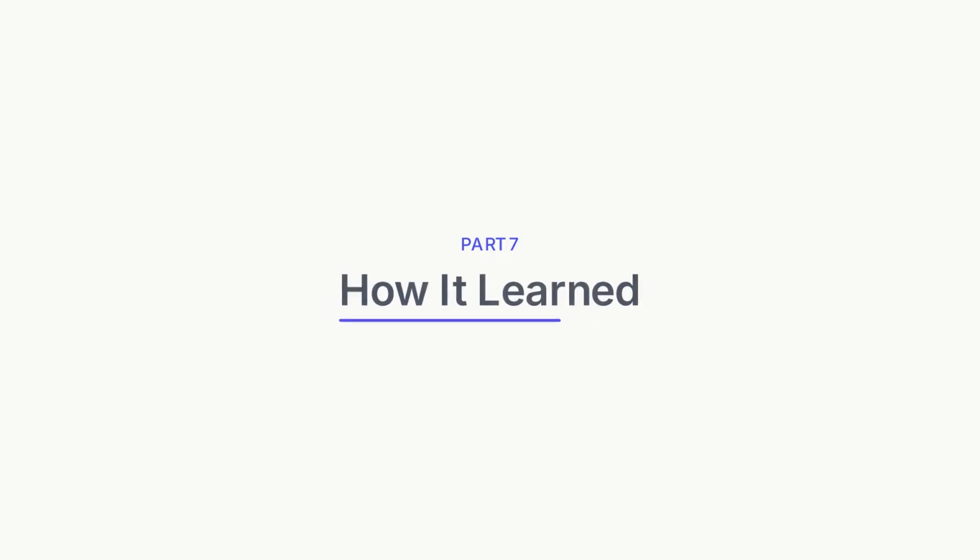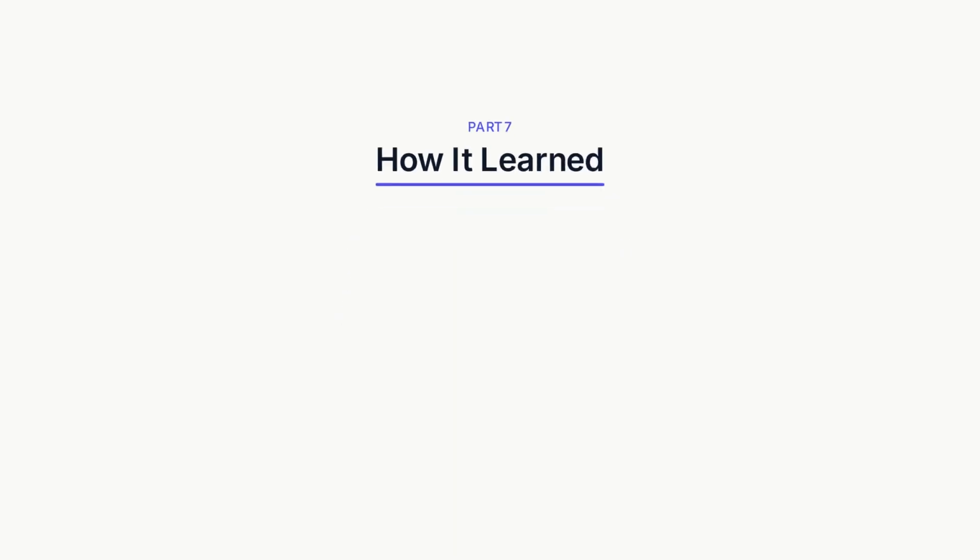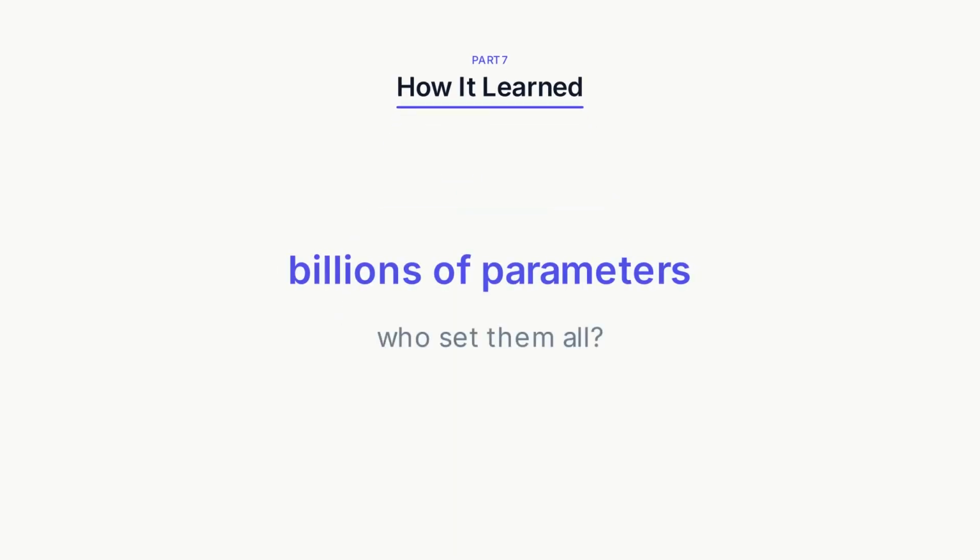Part 7, how it learned. We've now traced the whole path, text to tokens to embeddings up through attention to a prediction, but this raises the obvious question. Where did all of it come from? Those embeddings, those attention patterns, are really just billions of numbers called parameters. So who set them? Nobody set them by hand.